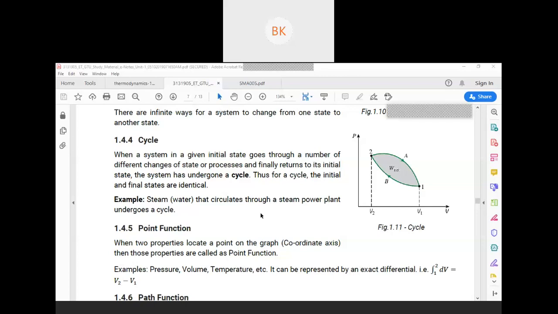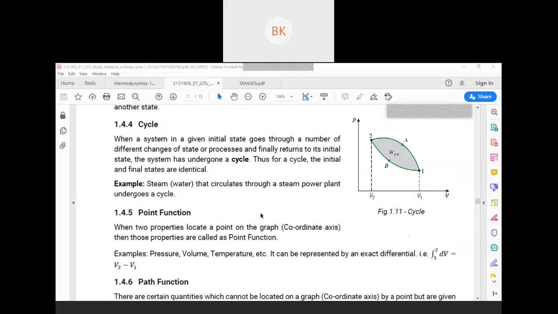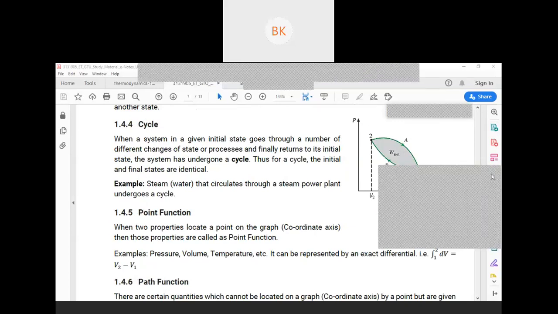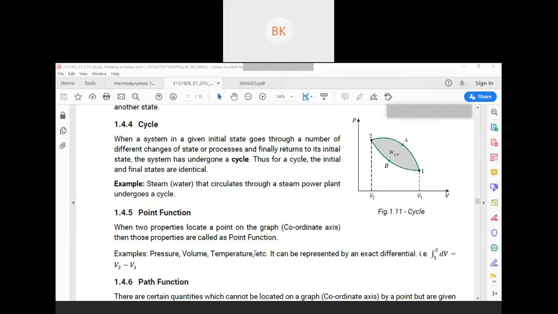Then the next thing is your cycle. Now what is the cycle? When the system is in a given initial state, goes through a number of different changes of state or processes, and finally returns to its initial state, the system has undergone a cycle. It means that if you start from the first state and reach the second state, and by changing different states or processes, finally come back to the original or initial state, that is called a cycle.